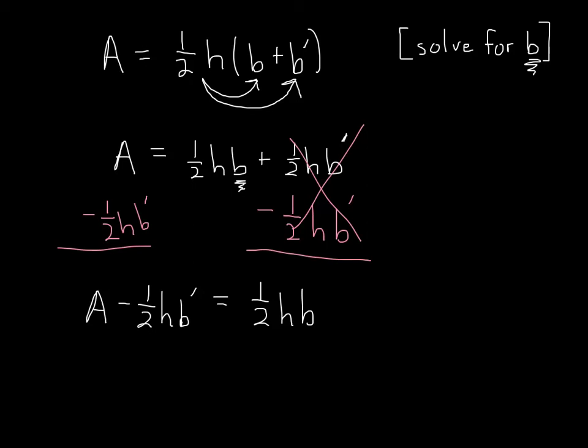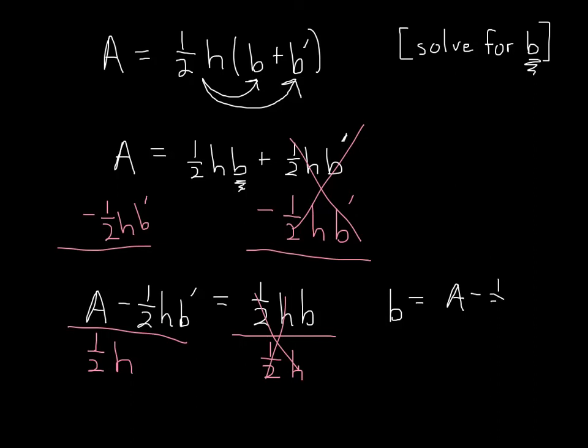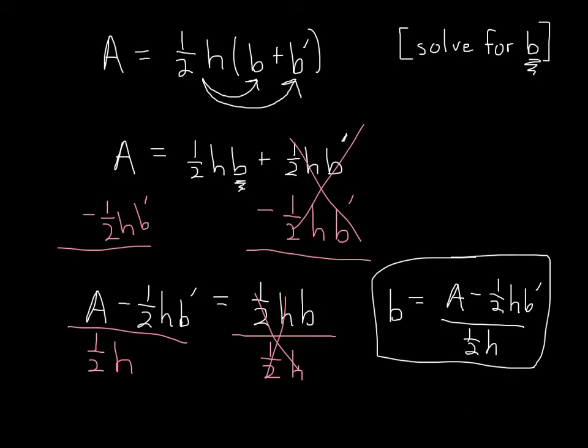Now, to further simplify this, I get b by itself, so I can actually divide both sides by 1/2 of h. So the 1/2 h is going to cancel on the right-hand side, and I'm going to be left with b is going to be equal to a minus 1/2 of h times b prime divided by 1/2 of h. And there is your final answer.